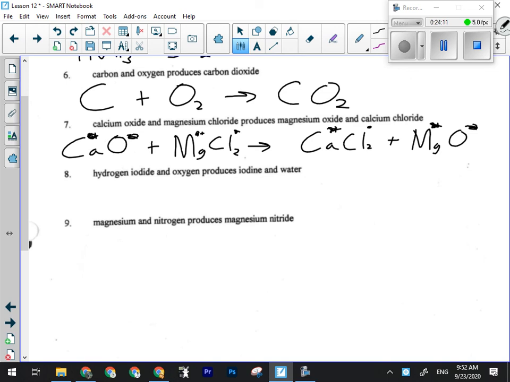All right, we got hydrogen iodide. That's an ionic compound. Hydrogen's a 1+, iodine is a 1-, so it's just HI. And oxygen produces iodine and water. What do I need to remember about iodine? It's special, it comes as a 2, I2, and water.